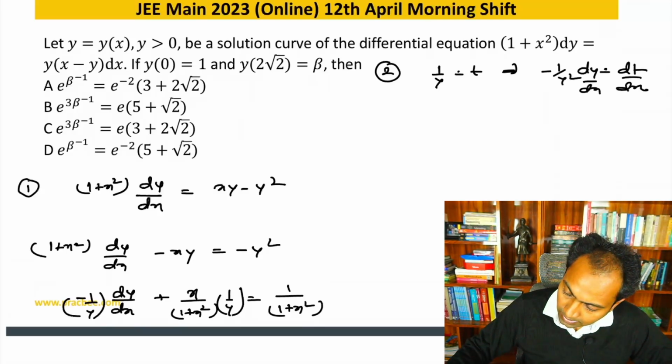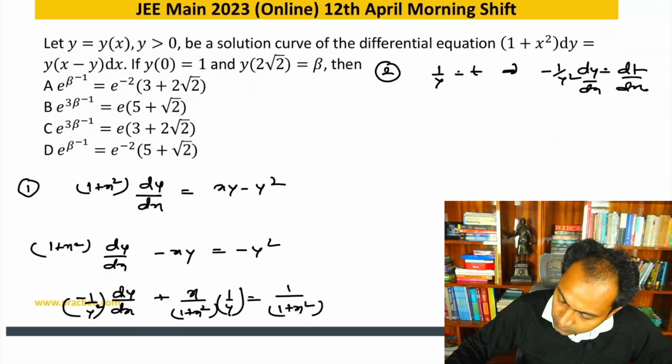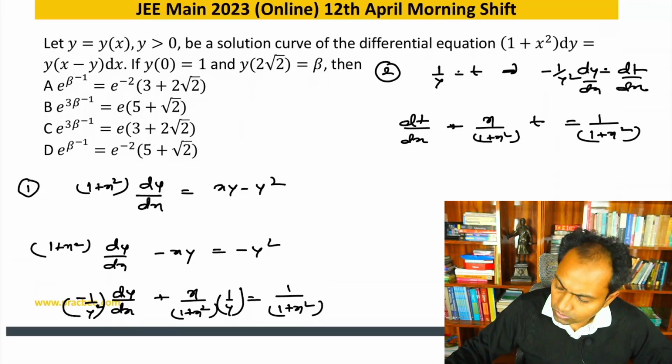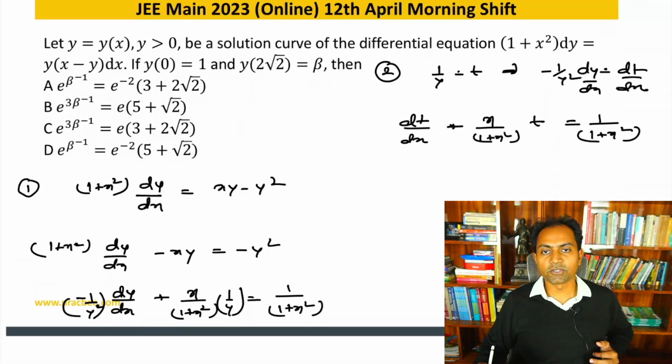And now if I rewrite the whole idea, this was y square. This will become dt by dx plus x by 1 plus x square t is equal to 1 upon 1 plus x square. And this is a standard linear differential equation in t.